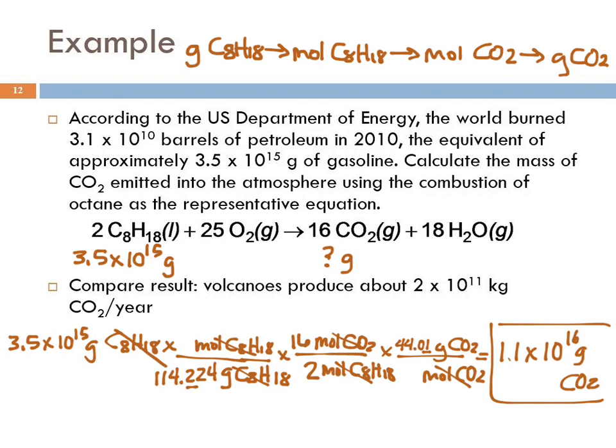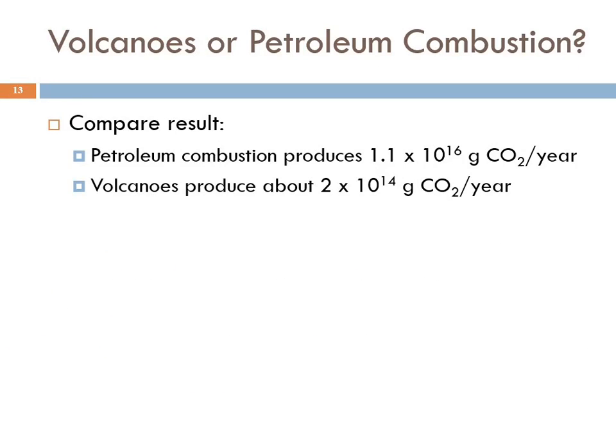Compare that to volcanoes. Volcanoes produce about 2 times 10 to the 11th kilograms of carbon dioxide per year. I think I've got the next slide. Okay. So here's our result. I meant to delete that other thing. So here's the result we came up with. 1.1 times 10 to the 16th grams of carbon dioxide per year from petroleum combustion. Volcanoes, here I've converted it to grams just to make it a little easier. 2 times 10 to the 14th grams of carbon dioxide per year.